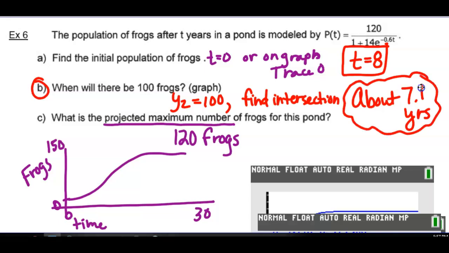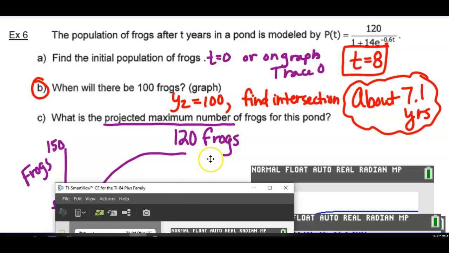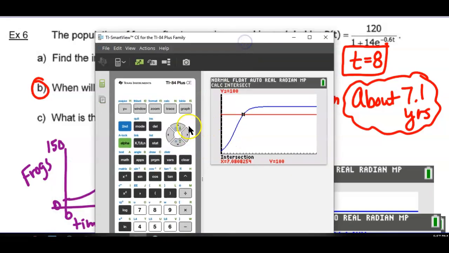And again, the carrying capacity should be that top number of 120. If I pull the calculator back up here real quick and I trace on this blue one, you will see it is going out and getting very, very close, and eventually it will round to 120 frogs. Okay, there's no point in doing this because I'm telling you that that's what the top number is.